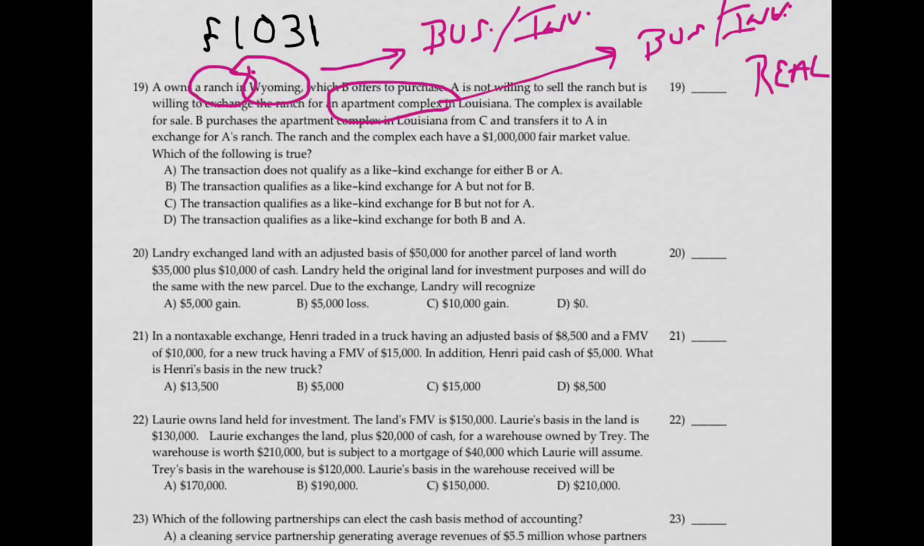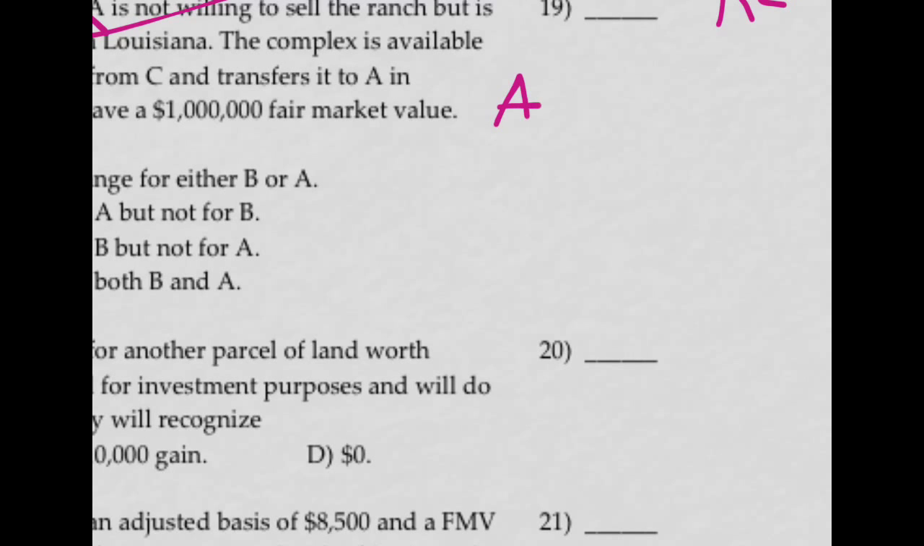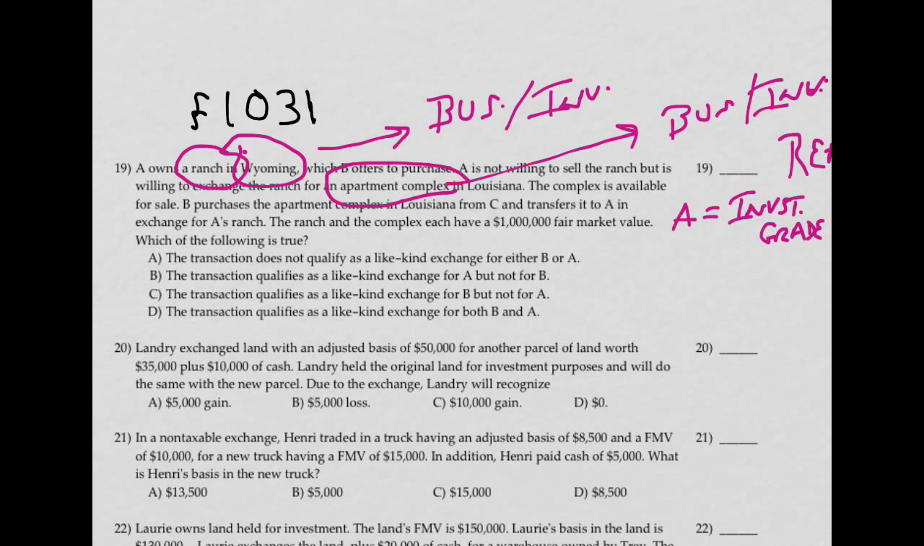B purchased the apartment complex in Louisiana from C and transfers it to A in exchange for A's ranch. All right, so in A's hands, here's what we've got. In A's hands, we have land, or let's call it investment grade property, business or investment grade. Reason being is that's how he's held it. Go back, A had this ranch.